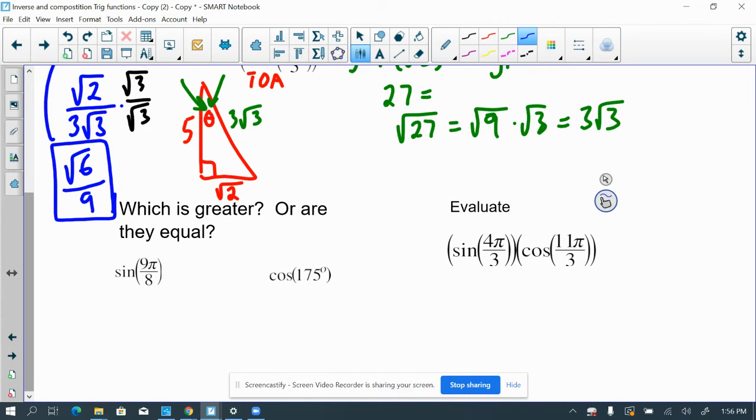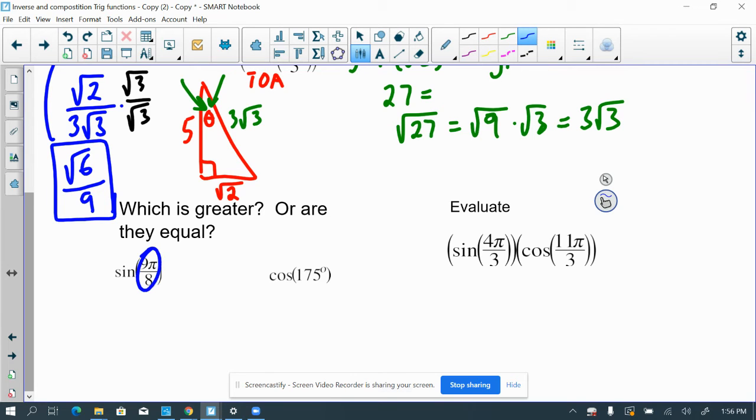I love this question right here. Every year I look forward to putting it on a quiz and a test and reading your explanations. Which is bigger, sine of 9 pi over 8 or cosine of 175? If students miss this problem, they miss it because they don't know what's being asked.